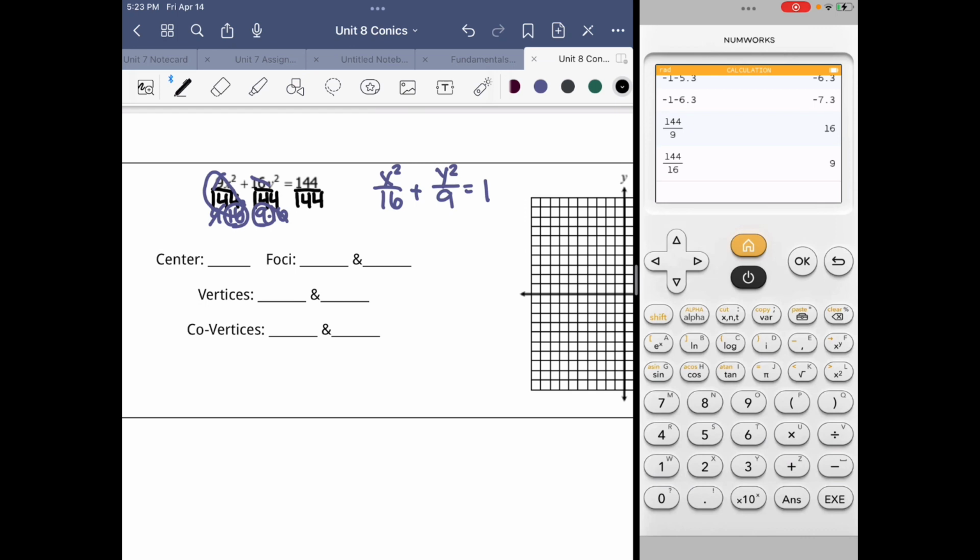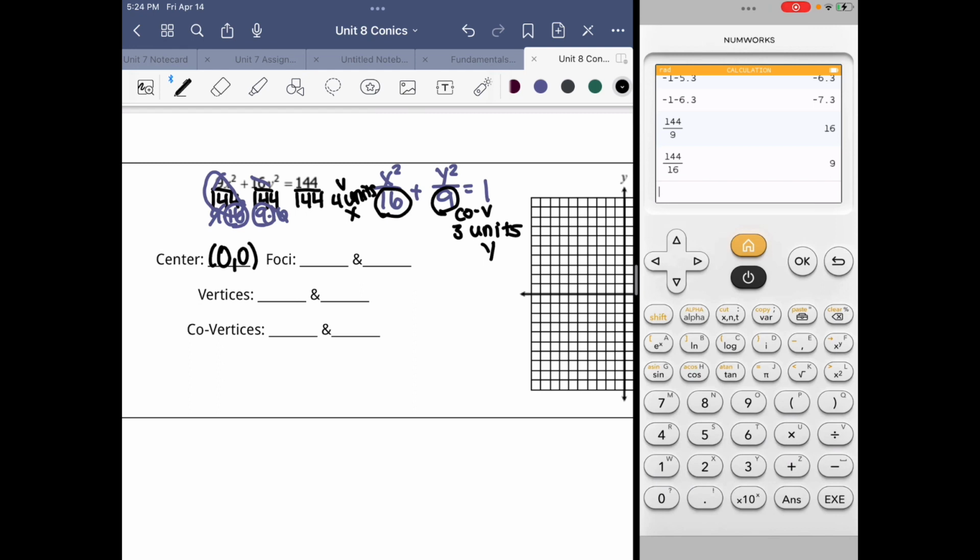But basically how that helps us is now I can see that my vertices are going to be 4 units away on the x-axis, and my co-vertices are going to be 3 units away on the y-axis. Simply because x has a bigger number underneath, that's going to be the longer side, so those are the vertices. The co-vertices are always shorter. Now there are no numbers on top with x and y, so my center is (0, 0).